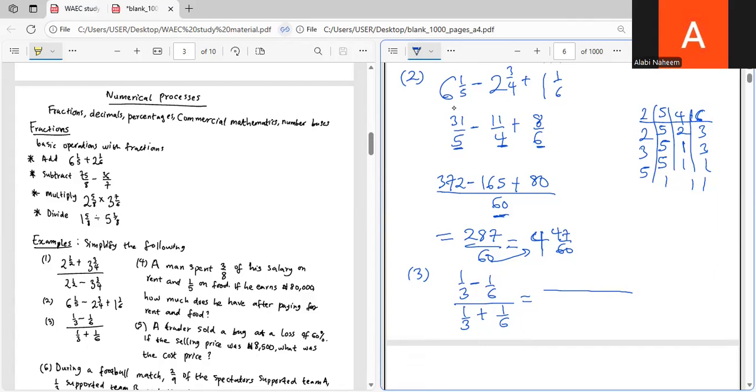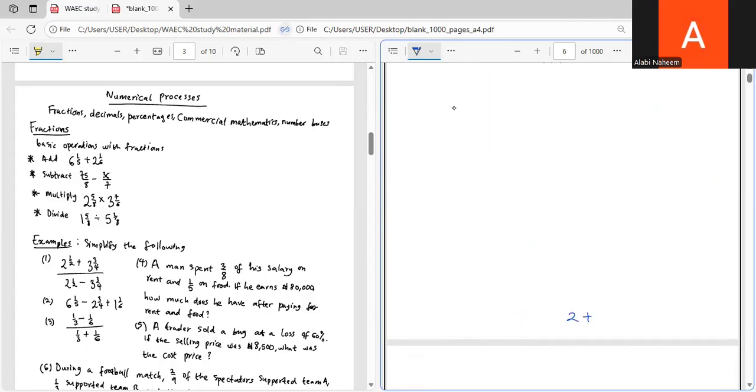That means the LCM of 3 and 6 is what? Is 6. Because we said if you have two numbers and one number is a multiple of the other, the LCM is the higher number, and that's 6 in this case. So 6 divided by 3, 2 times 1, 2, minus 6 divided by 6, 1 times 1, 1, then over. At the bottom also, you have 2 plus 1 over 6.